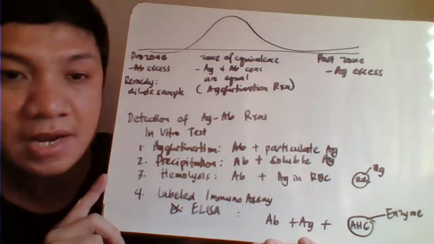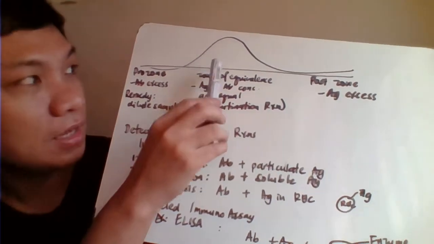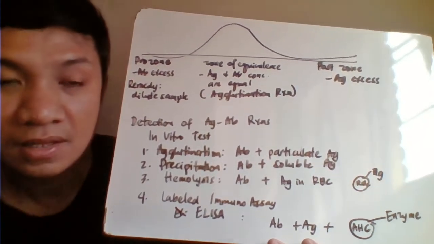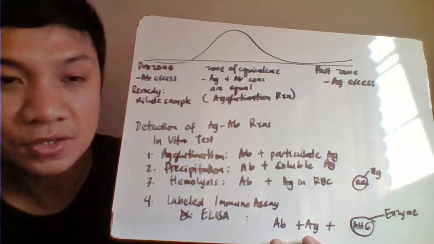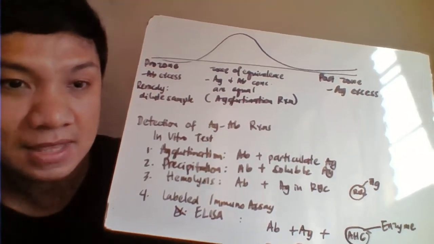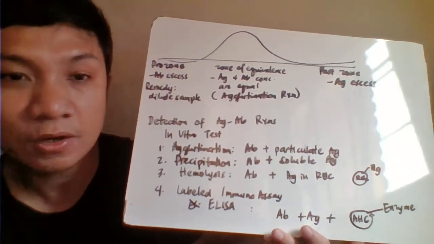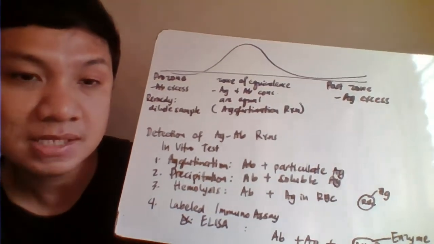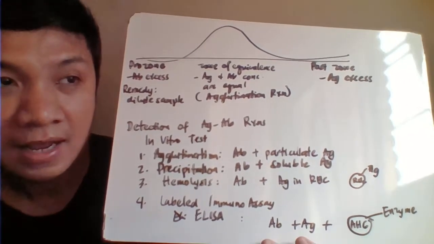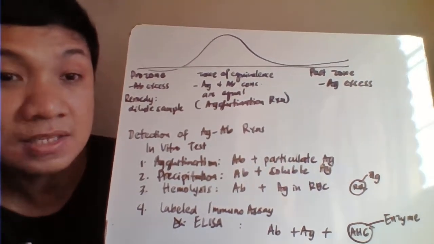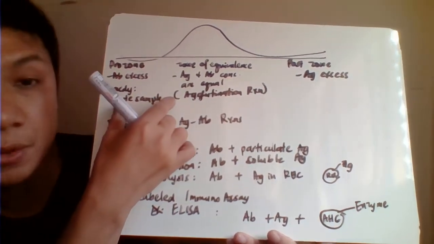Okay, so we have also here the areas in our antigen-antibody reaction. So we have here the zone of equivalence. The zone of equivalence is the area in which your antigen concentration is equal to your antibody concentration. This is the area, ideally, in which your agglutination reaction is going to take place. So, meaning to say, your agglutination reaction is going to take place if you have an adequate concentration of your antigen versus your antibody.